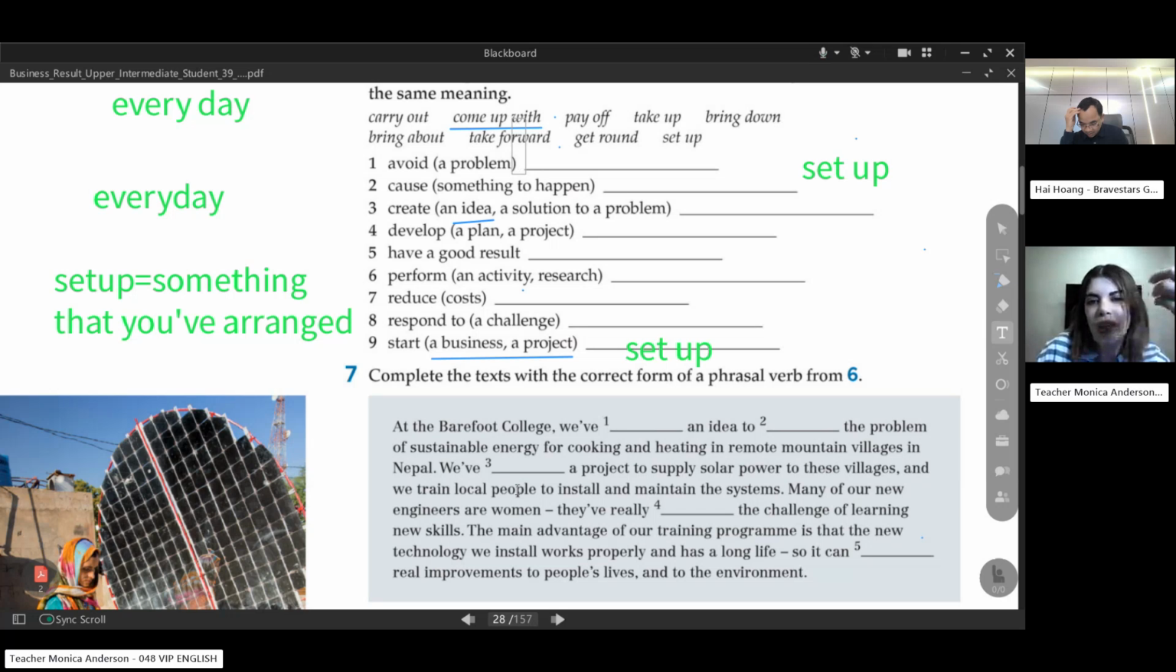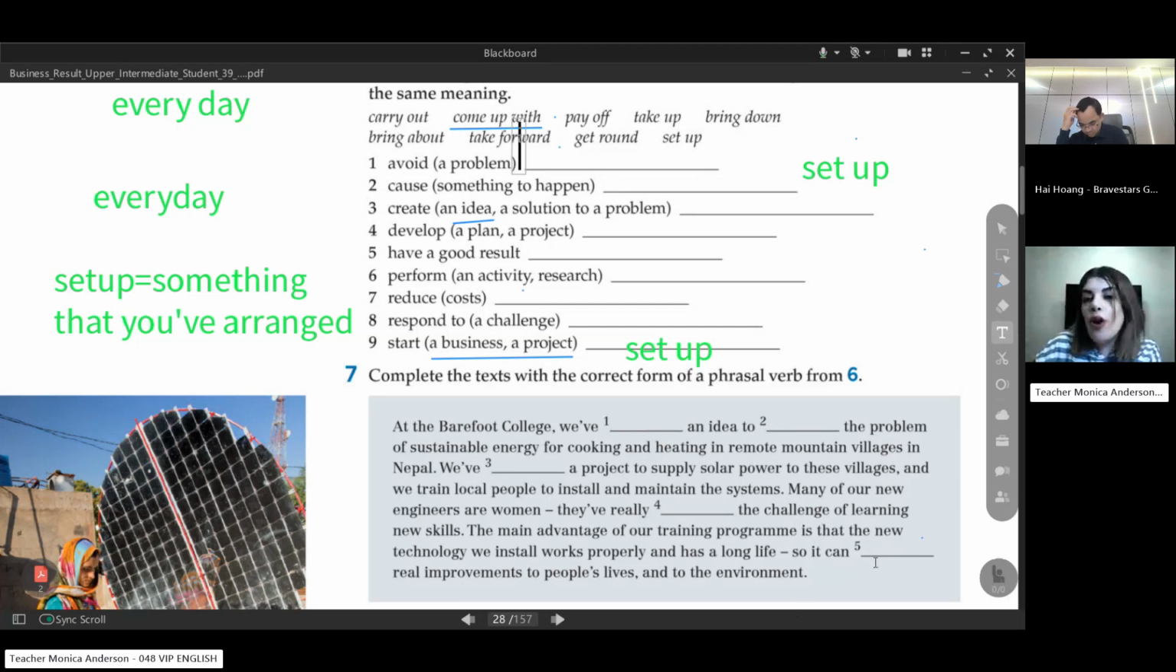Take forward. Yeah, taken, but they have really taken, since we have present perfect, so we need to change it. The challenge of learning new skills. And the main advantage of our training program is that the new technology we install works properly and has a long life. So it can develop real improvement. Here, I like, for example, the verb take forward. Take it forward to develop real improvement. So I like this one.